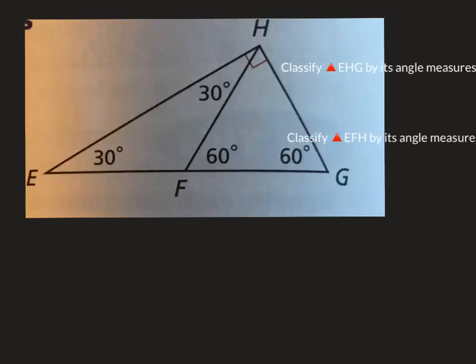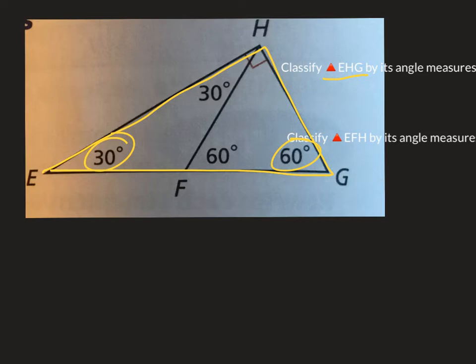All right, so you can see here we have a triangle. It's named EHG, and there it is, triangle EHG, and it asks us to classify it by its angle measures. And we can see here that we have degree measures of 30 degrees, 60 degrees, and 90 degrees. And based on that, the best name for that, because it's not all acute angles, it's got that 90-degree angle, we're going to call this a right triangle. So that's its classification.